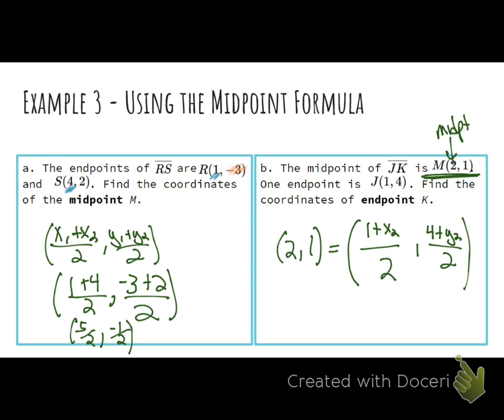Are you guys okay with how we got here? Okay. So again, the midpoint's out to the side because we already know the midpoint. We're finding an endpoint. We create these equations. Now we're going to break them up into 2 different equations. We're going to take the x's and set them equal to our x value, and take our y's and set them equal to our y value. So I have 2 equals 1 plus x sub 2 divided by 2. And then over here, I have 1 equals 4 plus y sub 2 divided by 2.